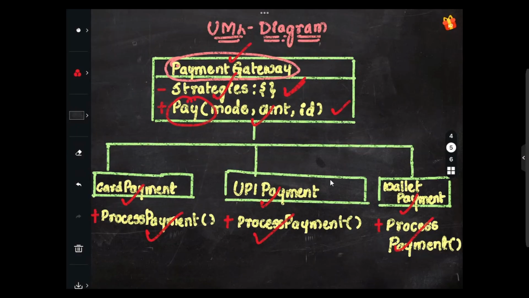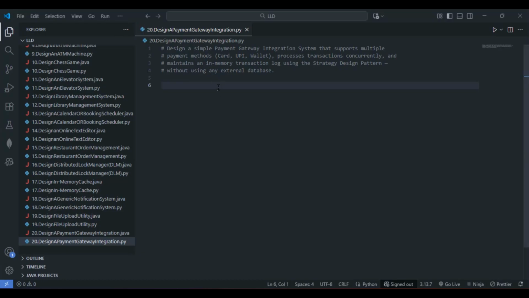Now, let's do one thing. We have already designed the UML diagram and we have discussed what is needed, mainly the algorithm choice, concurrency, and the data model. It's a good time to write the code. Let's start writing the code. So let's continue with the coding part here.